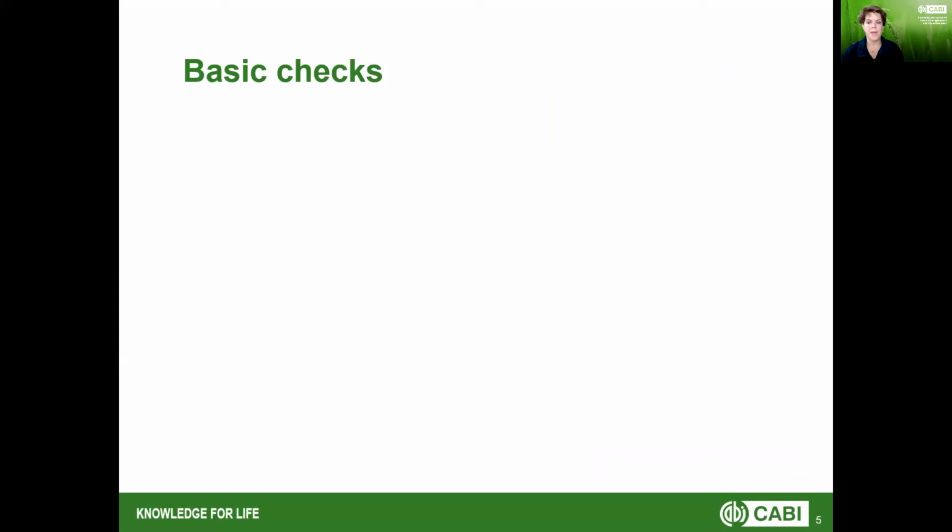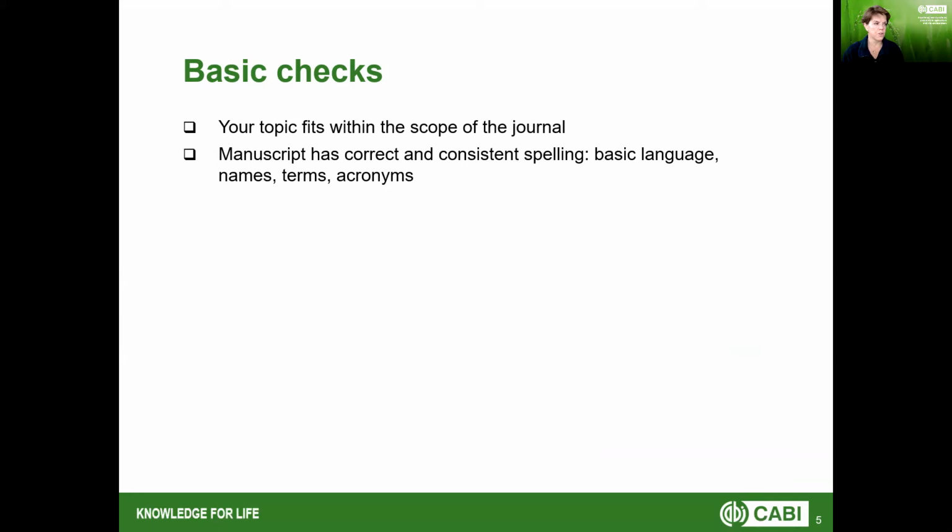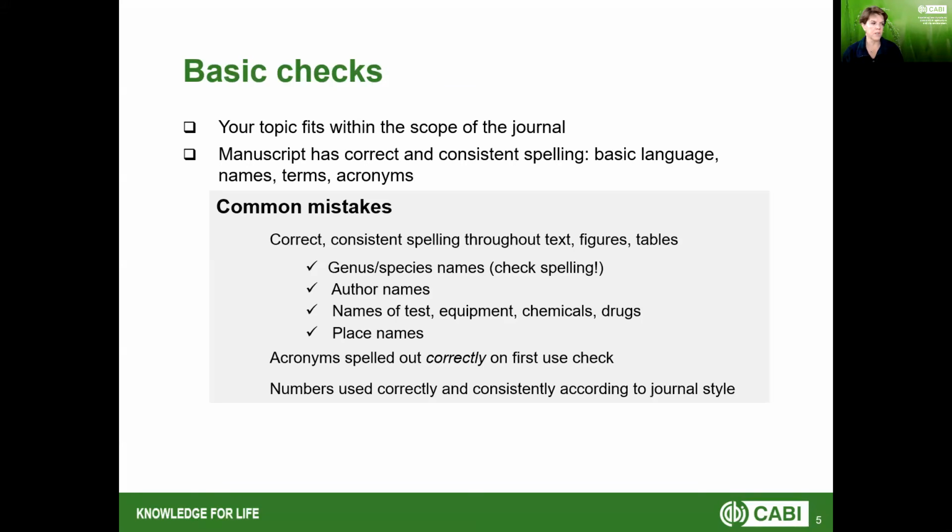What are some of the basic checks you need to do of your manuscript? First of all, you got to make sure that the topic really fits the journal that you're submitting to. Usually you've done that, but just double check, look at the scope and aim statement of the journal. Go through your manuscript and make sure that you have correct and consistent spelling. Basic language, as well as names and terms and acronyms.